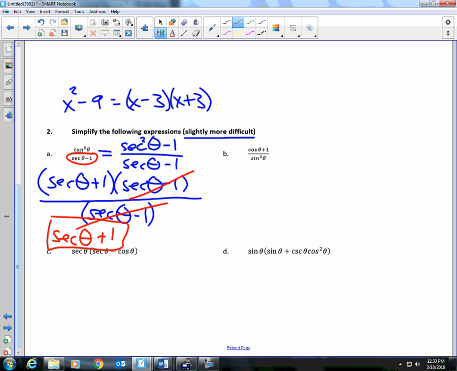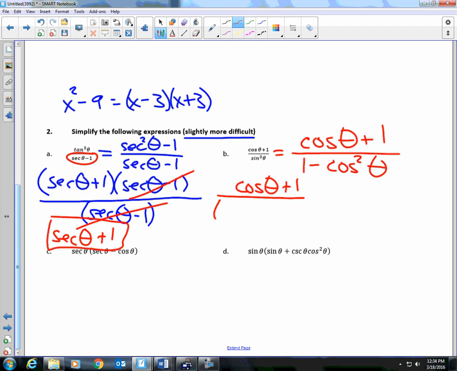So, we have cosine theta plus 1 over sine squared. What I'm going to do now is take that cosine theta plus 1. I'm just going to leave it on top there because that's not anything that we know. But sine squared I could rewrite as 1 minus cosine squared. I chose to do that because I know 1 minus cosine squared factors. One minus cosine of theta times 1 plus cosine of theta.